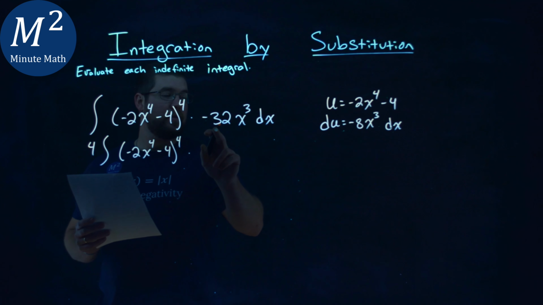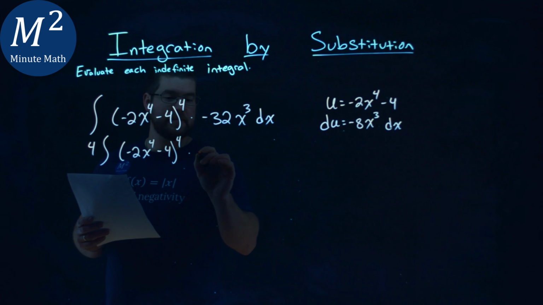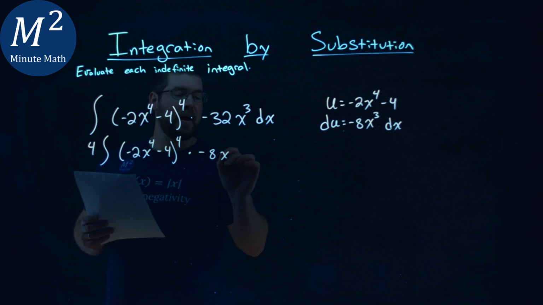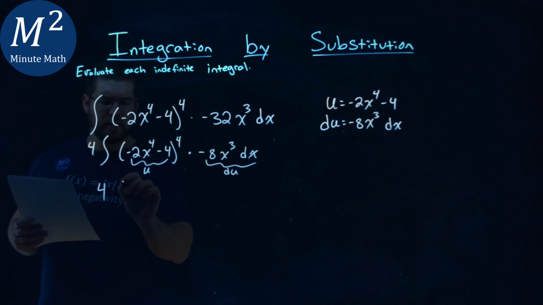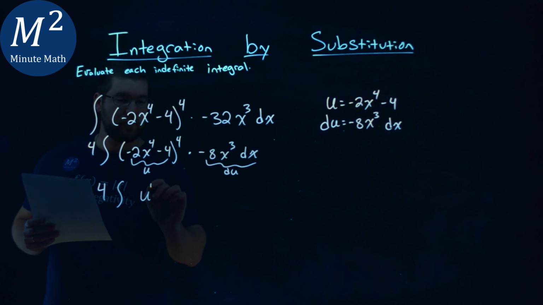well, 4 divided by negative 32 is a negative 8. So negative 8 multiplication, x to the third dx. And there it lines up perfectly. This last part here is my du, and my inside part here is my u. So now we can write this in terms of u. So we have 4 times the integral of u to the 4th power du.